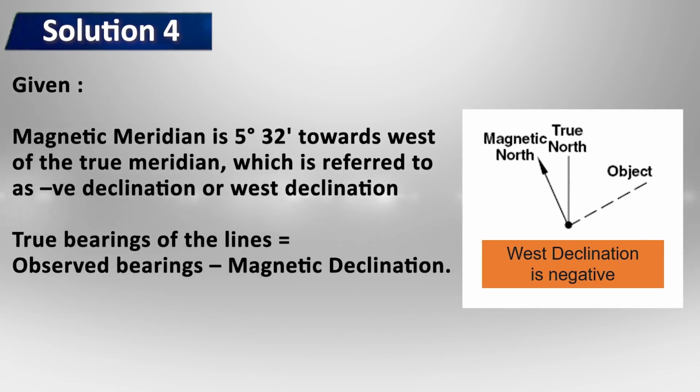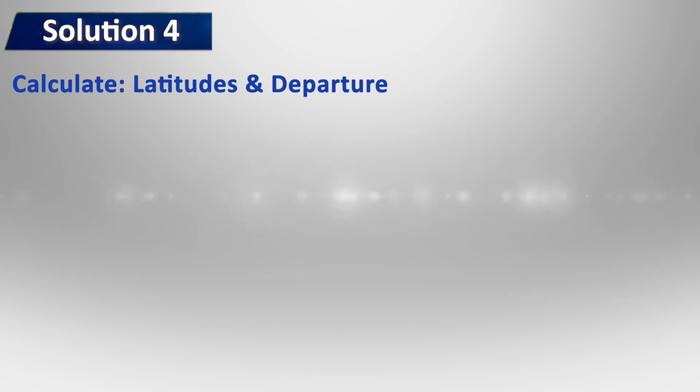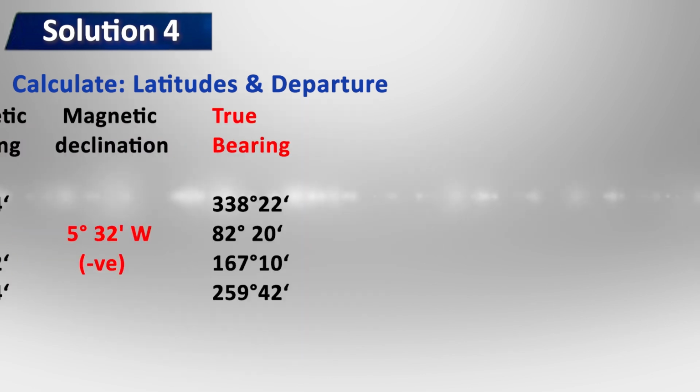Solution. Since the magnetic meridian is 5 degree 32 minutes towards west of the true meridian, it is referred to as negative declination as per our sign convention. So in order to obtain the true bearings of the lines, deduct this value from each observed value and then convert these true bearings to reduced bearing, and then finally we'll calculate the latitudes and departures of the line. To calculate the latitude and departure of the lines, we need the bearings in reduced bearing system.